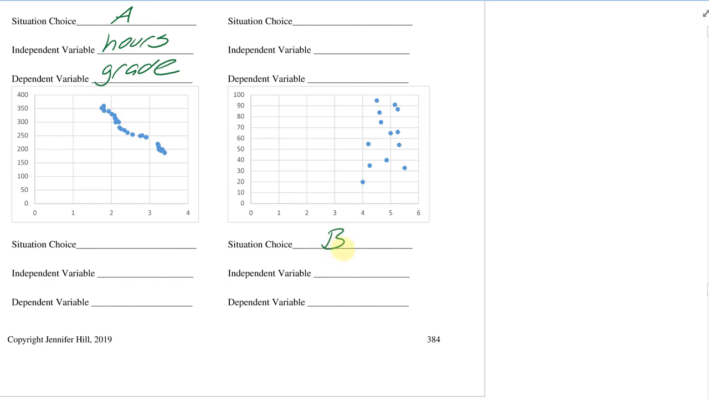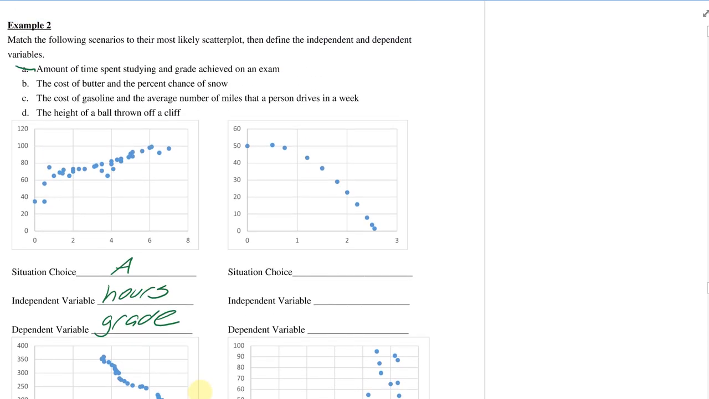And now if I have to figure out which one is which, well, cost of butter, maybe this is kind of expensive butter, but somewhere between $4 and $5.50 it looks like. So the cost of butter would go here. And I only know that this must be the cost because this has to be the percent chance of snow, which has to be somewhere between 0 and 100. That's where I'm using that cue. Okay, so that one's done.